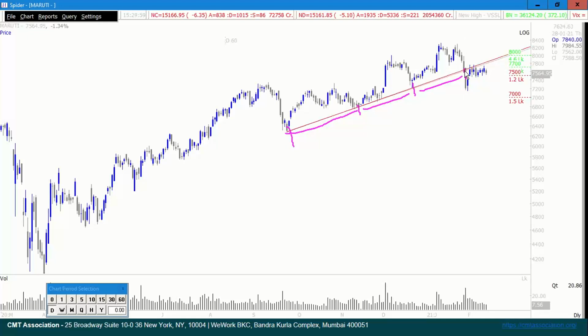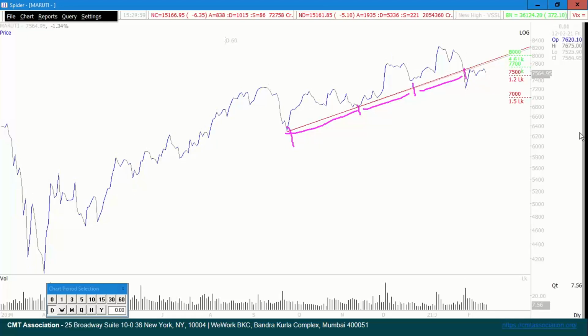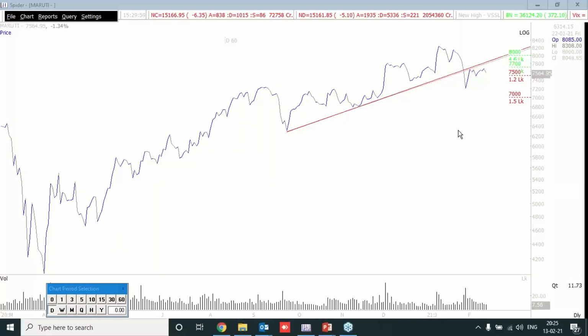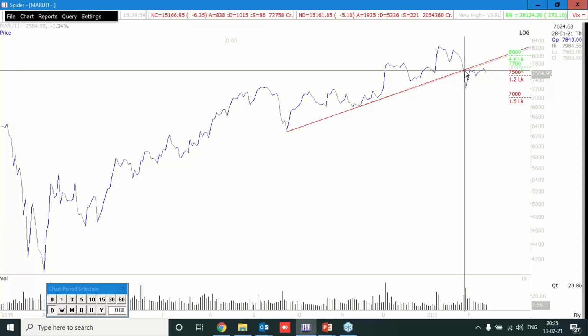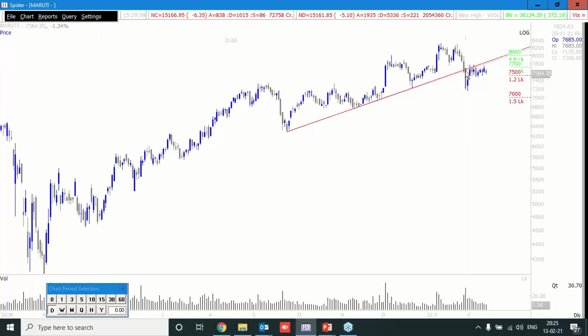And if you flip to the line charts, it also gave a very similar story. In the line charts also, the breakdown at this particular point was quite evident, and this was a point probably where one should have acted.